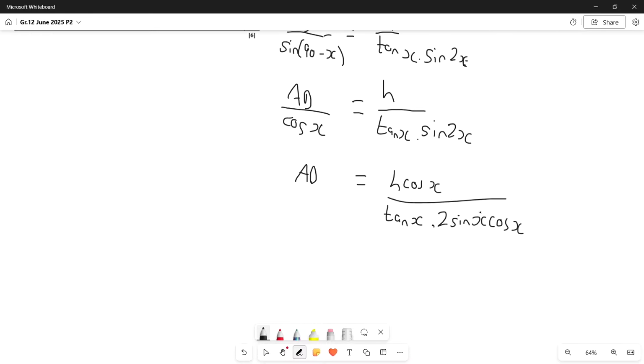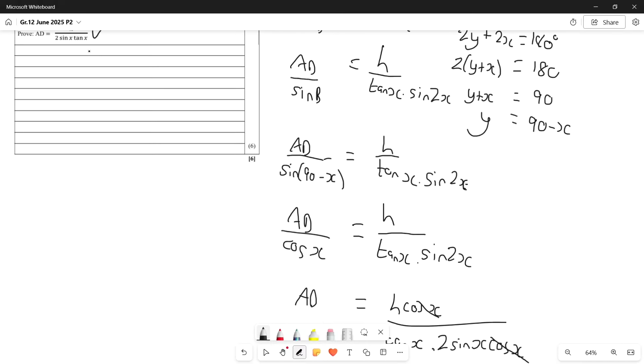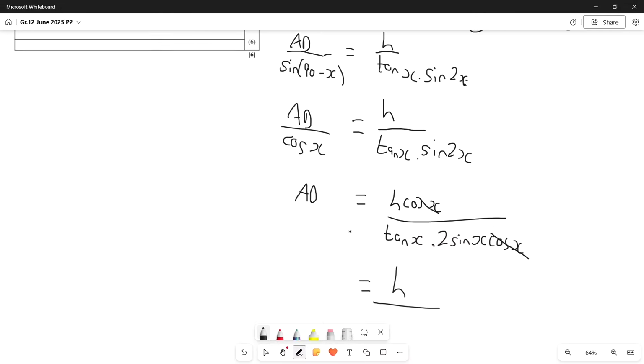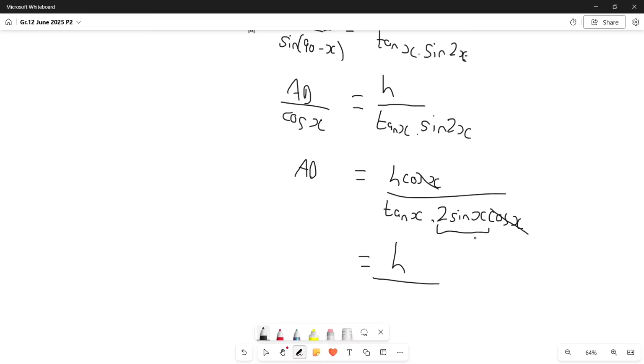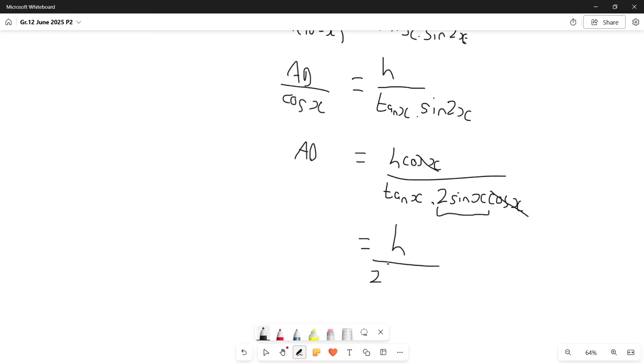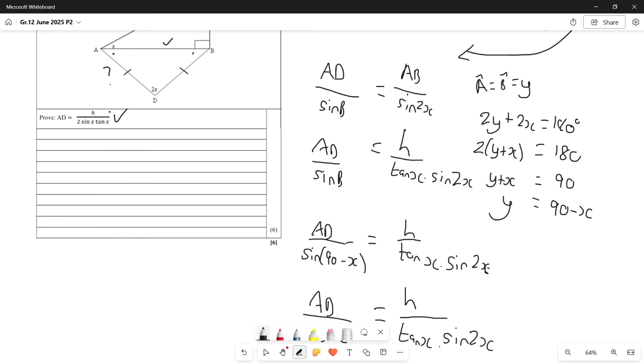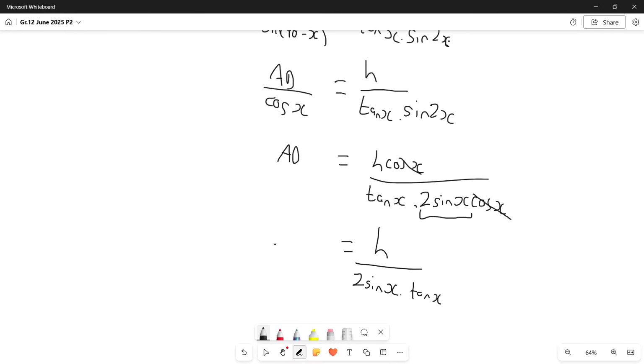And that is great for us because we are only one move away from having this answer. All we need to do is cancel this cos x and this cos x, and we're left with the final answer. So I'm just going to rearrange it in the form that they have with the 2 sine x first, but here is the 2 sine x that we have remaining. This was h that was remaining at top. We had 2 sine x times tan x, and that is what they wanted. That is our final answer, h over 2 sine x tan x, and we have that AD equals h over 2 sine x tan x.